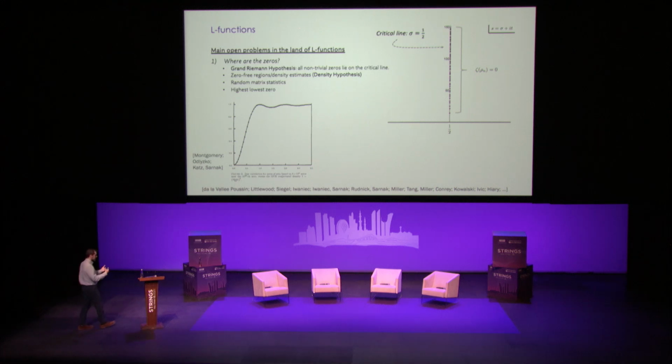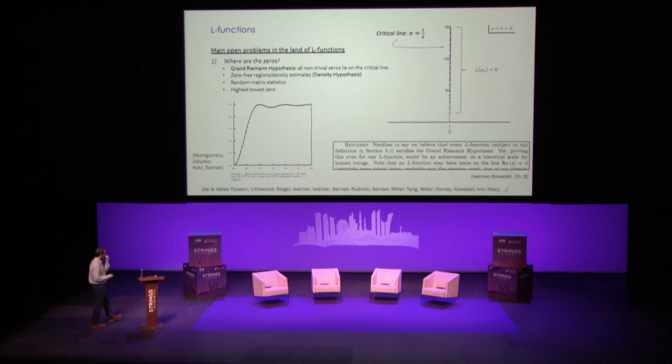Okay. Mathematicians often concern themselves with finding zero-free regions or density estimates on zeros inside this so-called critical strip between 0 and 1. The zeros have been shown to exhibit random matrix statistics to extreme accuracy. They ask questions about how high can you push the lowest zero, which is a very kind of bootstrappy question to ask, and on and on. Just to quote from this excellent chapter of this excellent book by Iwaniec and Kowalski, I find this quote charming: "Proving this even for one L function would be an achievement on a historical scale for human beings." So, okay.